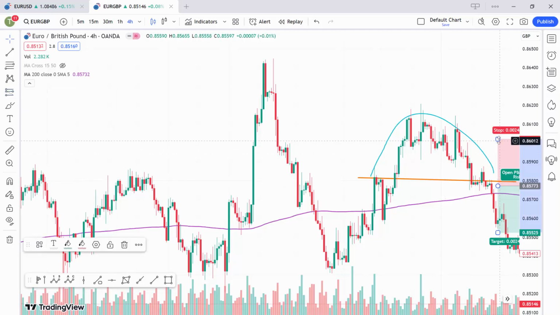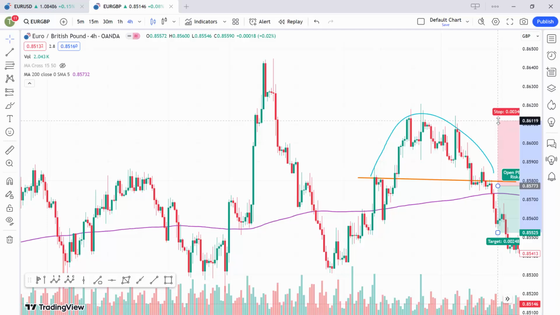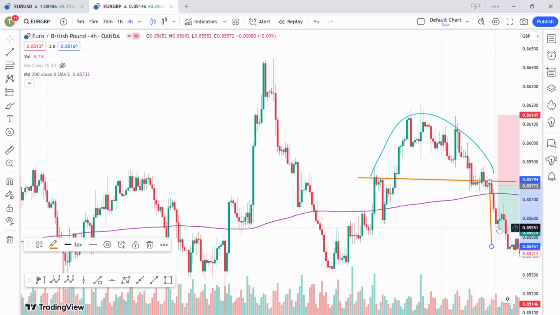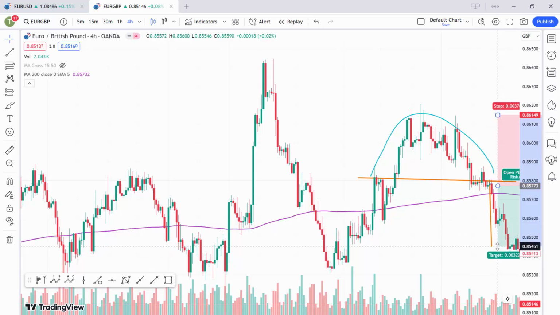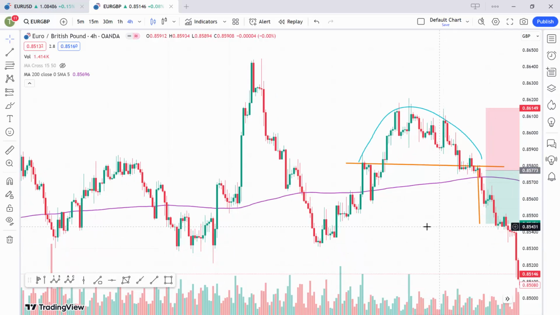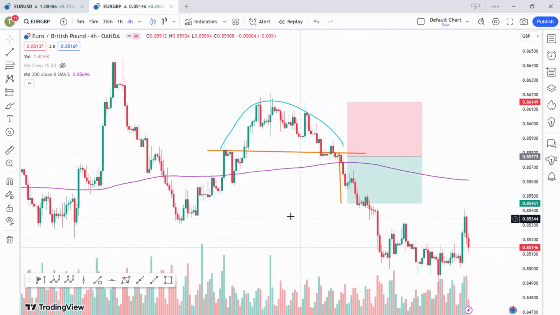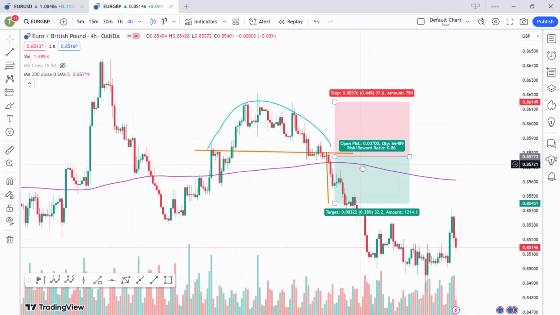We would enter here. We place the stop loss just above the top of the high point here. And we measure this distance to calculate what would be our take profit area. So the line is this long. So the take profit area would be here. And in this case, it would have been a profitable trade.